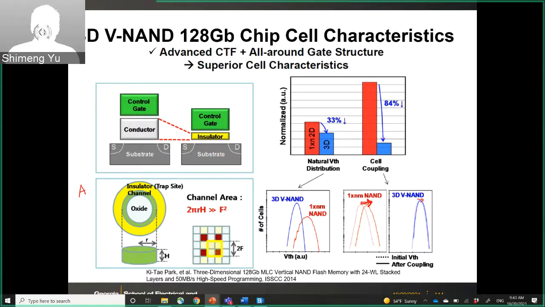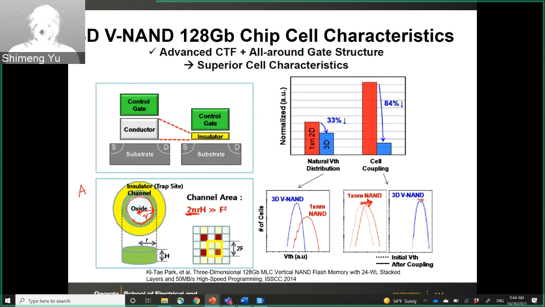So you need to consider the geometry here, right? It's a core-shell structure, and this is like a top view. So if you think of the diameter, let's say the radius is R, then the perimeter of this one will be 2 pi R.